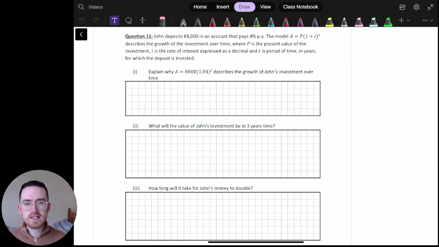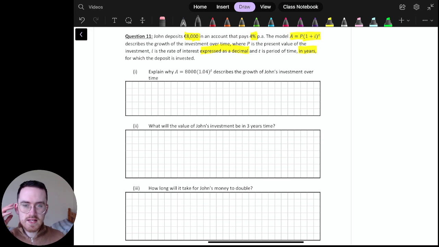So John deposits 8,000 in an account that pays 4% PA, so per annum, and the model A equals P(1 + i)^t describes the growth of the investment over time, where P is the present value, i is the rate of interest expressed as a decimal, and t is the period of time in years. Okay, so a good bit of information there. We have this formula, which we saw in class one of the days. We're told how much he invests, we're told the interest rate, and we're told what each of the letters stands for. Important points: interest expressed as a decimal, time in years, things like that. Okay, so we're taking note of all of this.